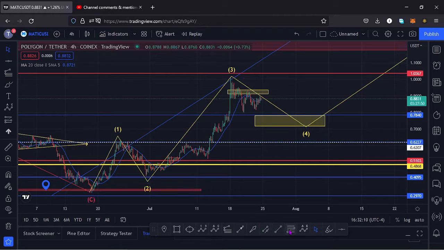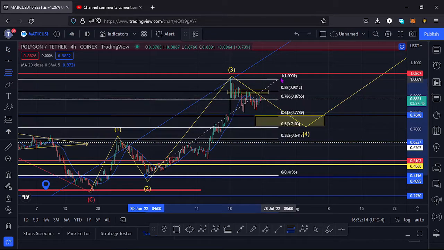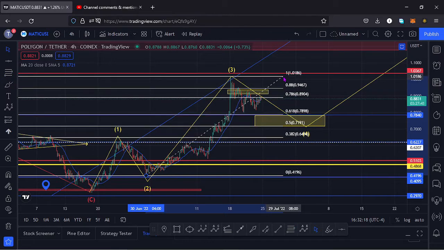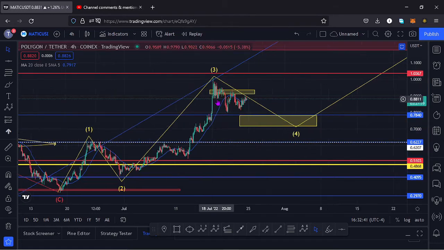So if I use the fibs connecting the low for that wave 3 to the high of the wave 3, that should give us a target area for that retracement, and that area is within this yellow target between the $0.78 mark and the $0.71 mark. And that is the key move that I expect to play out over here.